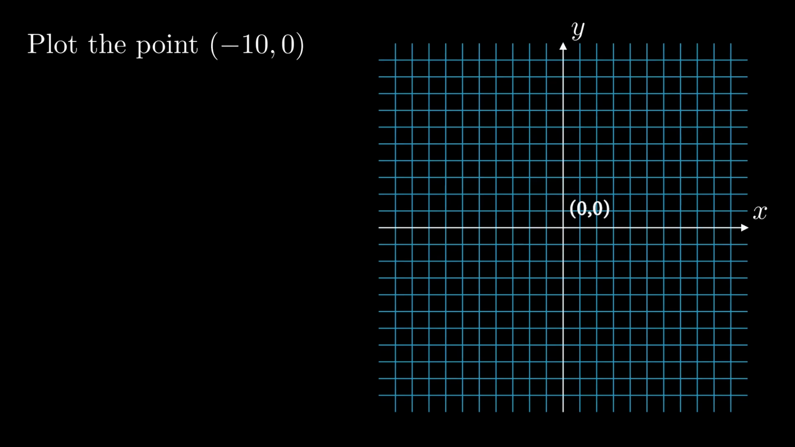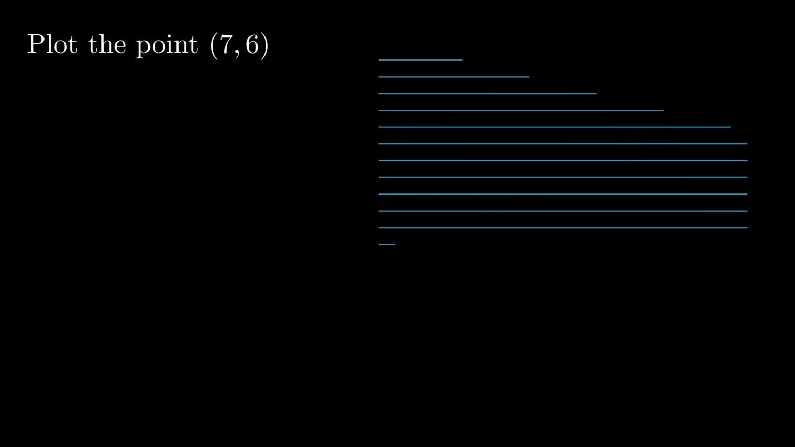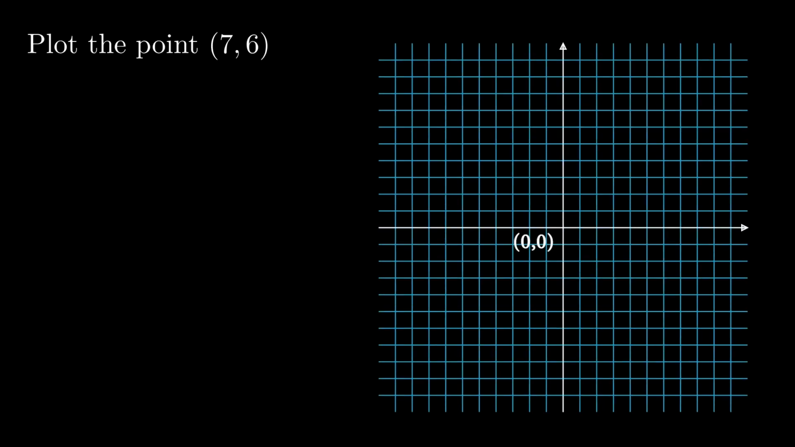Now let's plot (-10, 0). So 10 across to the left because it's a negative number, and we don't go up or down because it's 0. So (-10, 0). Now let's plot the point (7, 6). So 7 across and 6 up, and plot the point as shown.